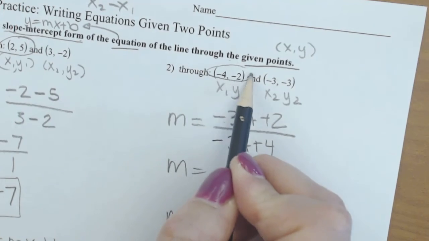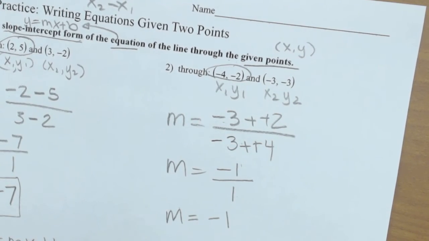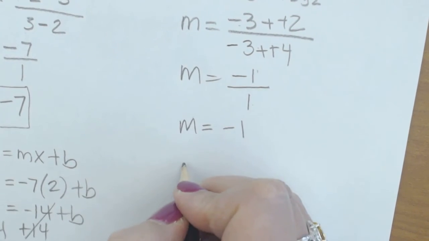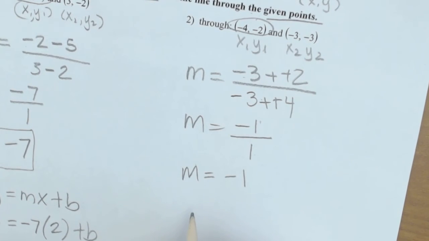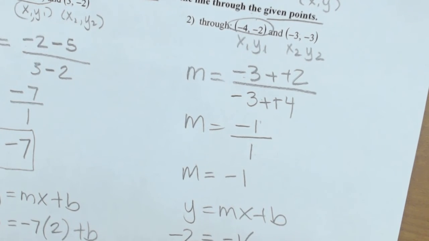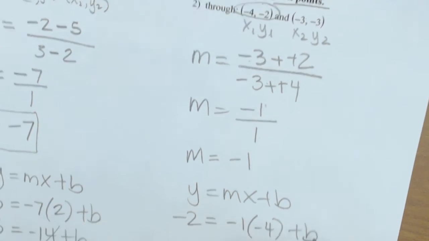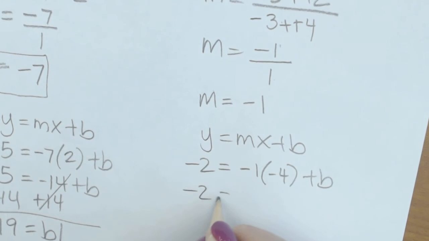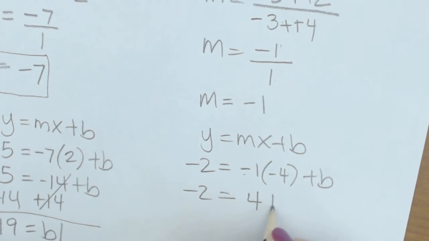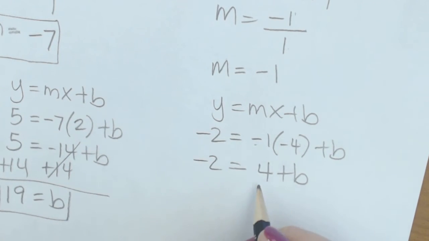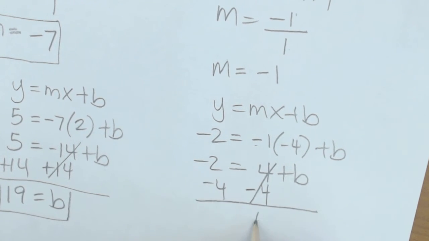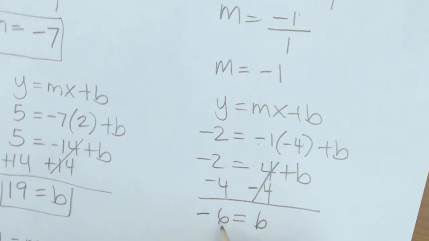You know what? I'm just going to stick with picking that first point, which is negative 4, negative 2. So here's our x and our y. So y equals mx plus b. Our y is negative 2. Our slope is negative 1. And our x is negative 4, plus b. Let's now do our multiplication. Negative 1 times negative 4 is 4, plus b. Undo the positive 4 by subtracting it from both sides. B is going to give us negative 6.